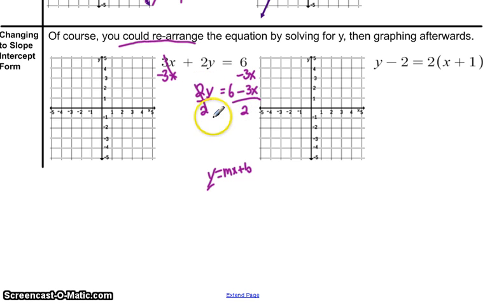Multiplying by 2 and dividing by 2 are inverse operations, and so we're left with just y on the left-hand side. On the right-hand side, I can divide all of these terms by 2. 6 divided by 2 is 3, minus 3 divided by 2. Oh, well, I can't. 3 isn't divisible by 2, so I'm going to leave this as a fraction, 3 over 2, x. Now, technically, I'm done. This is in the form y equals mx plus b, or slope-intercept.